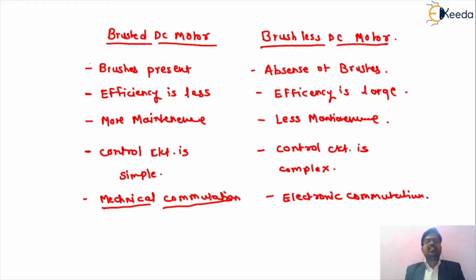Due to these various advantages of the brushless DC motor, these motors are very popular in industry. Among the various applications, we prefer this type of motor in drones, tape recorders, and various computer peripherals. This type of motor is called the brushless DC motor.